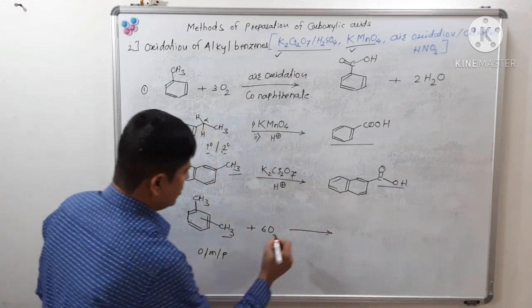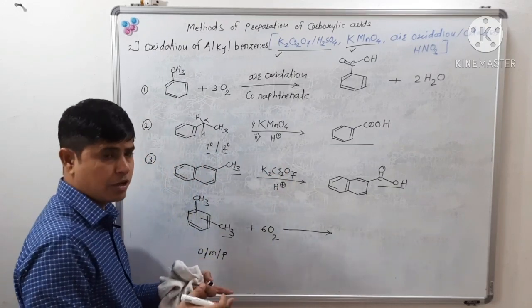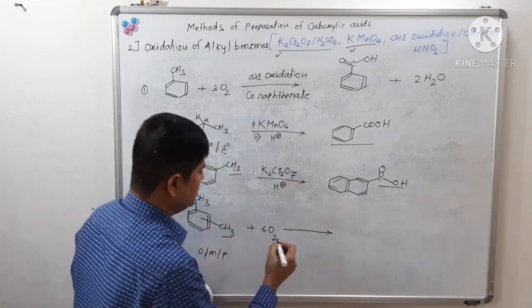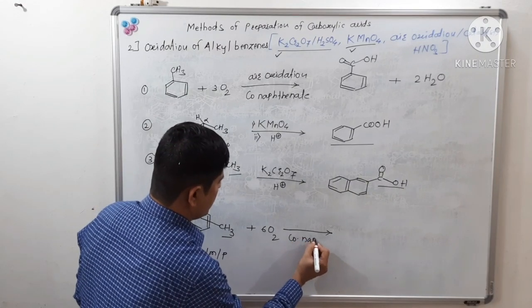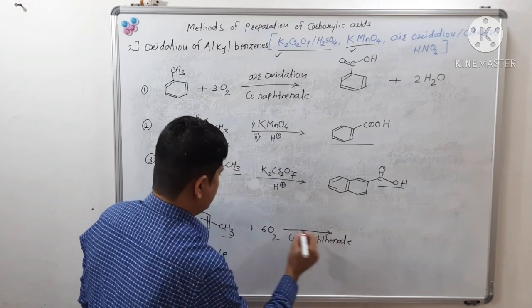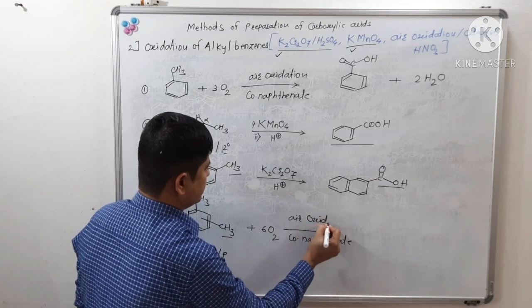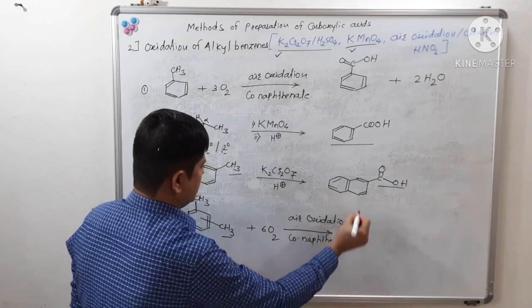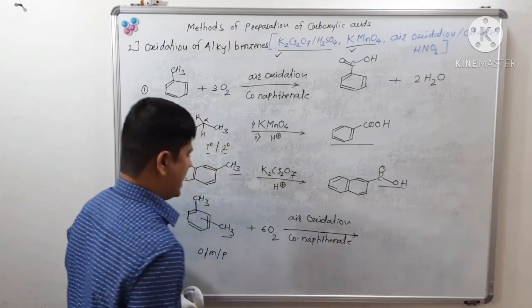So suppose we take this ortho, meta or paraxylene and oxidize it with excess of KMnO4, K2Cr2O7, or by air oxidation. So what we will get? We will get the corresponding carboxylic acid.